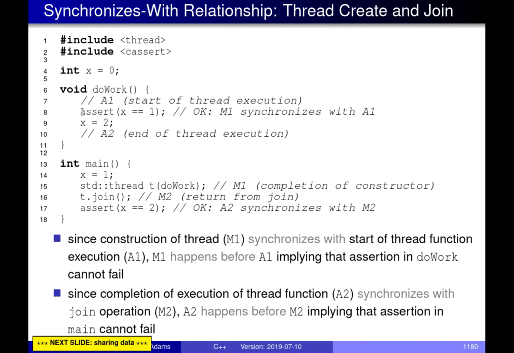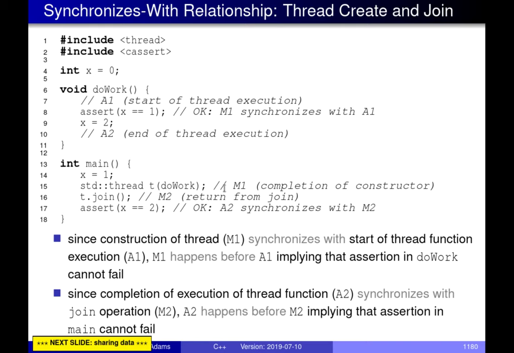If we look at the first assertion here, when this assertion gets hit, the thread is executing this function doWork. Just for convenience, I've labeled this assertion as operation A1. So A1 corresponds to when we're just starting the doWork function; we've just started up the thread and it's starting to execute. I've labeled A2 as the end of the thread execution, when we're falling off the end of this brace and the thread is finished executing the body of this function.